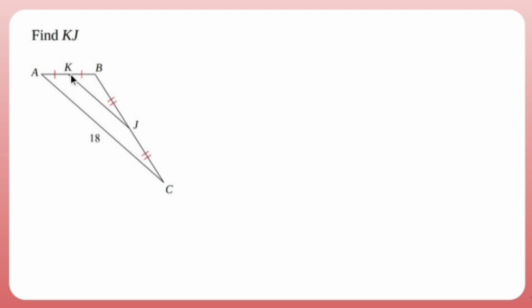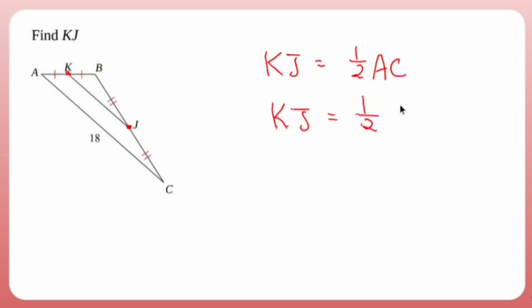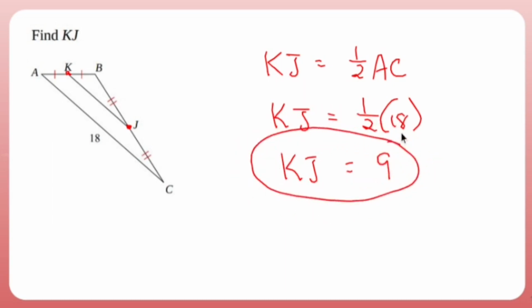A midsegment is a line in a triangle that connects a midpoint of one side to a midpoint of another side. By definition, the midsegment of a triangle is half of the base of the triangle. In other words, KJ is half of AC. KJ is half of 18. KJ is 9. So pretty simple. Midsegment, nothing to lose a whole lot of sleep over. I did it.